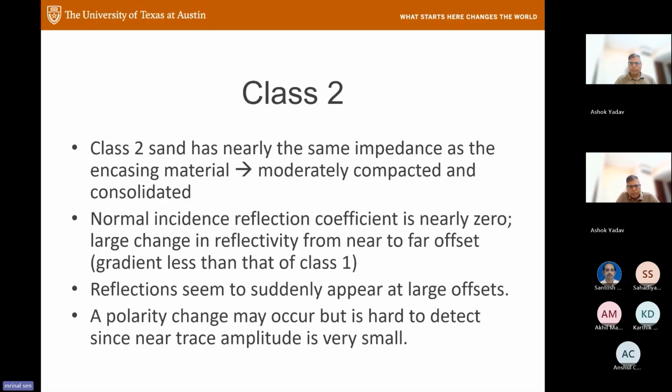Now class 2, this sand has nearly the same impedance as the encasing material. These are moderately compacted and consolidated. Normal incidence reflection coefficient is nearly zero. A large change in reflectivity from near to far offset, and reflections seem to suddenly appear at large offset. And the polarity change may also occur.